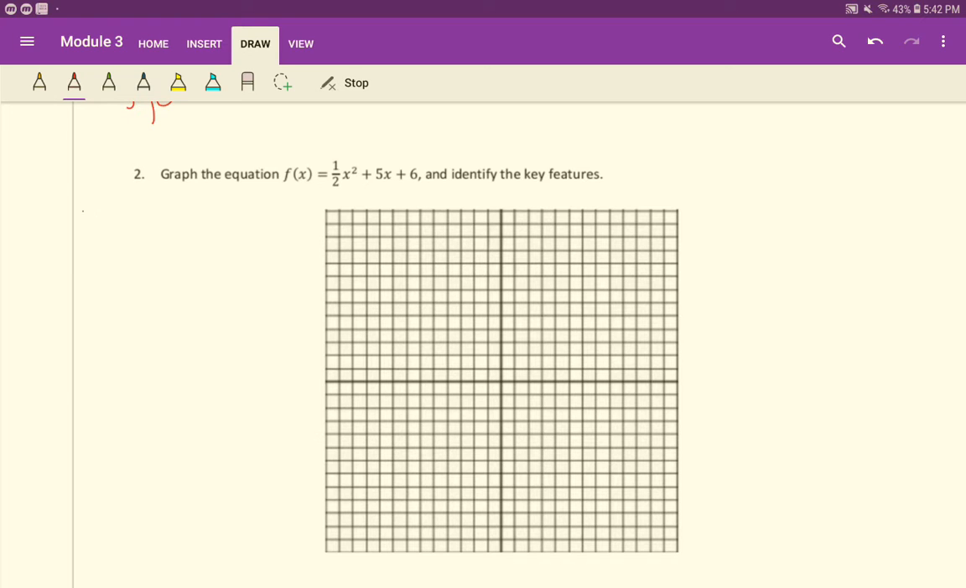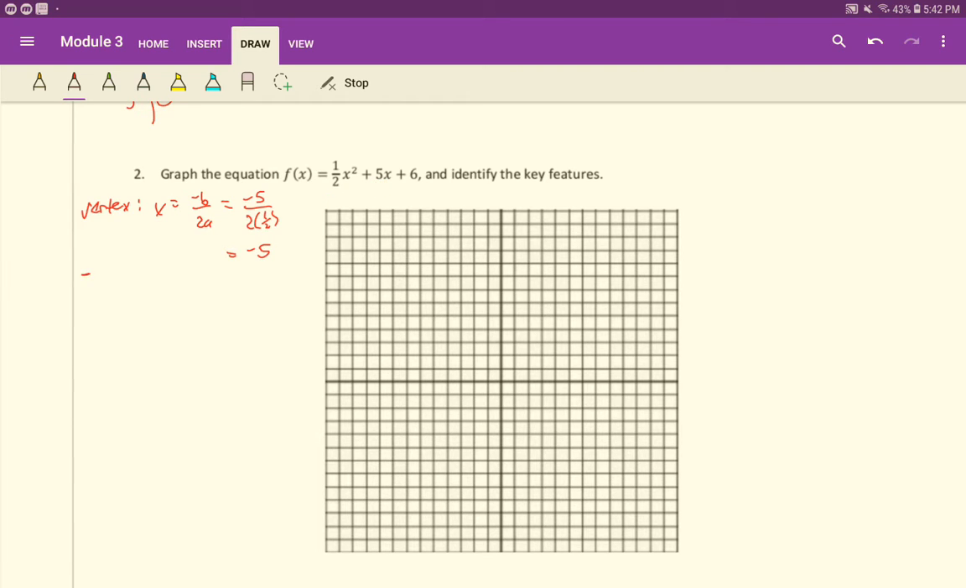So we're going to use the vertex calculation where we do x equals negative b over 2a to find the x coordinate for the vertex. What's our b and what's our a? Pause the video and answer that question. Okay, hopefully you paused the video. The b here is 5. A is 1/2, so it's going to be negative 5 over 2 times 1/2, which yields negative 5 when you do the math there. Okay?